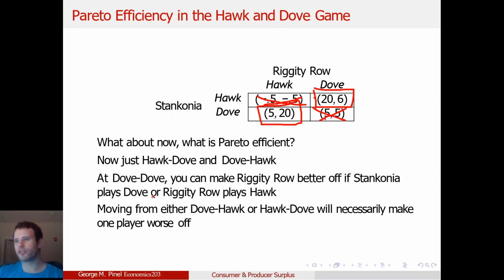Okay. So in a dove, you can make both players better off. Moving from hawk dove or dove hawk will necessarily, in order to make one player better off, you have to hurt another player. So these are the two Pareto efficient allocations: dove hawk and hawk dove. Okay.